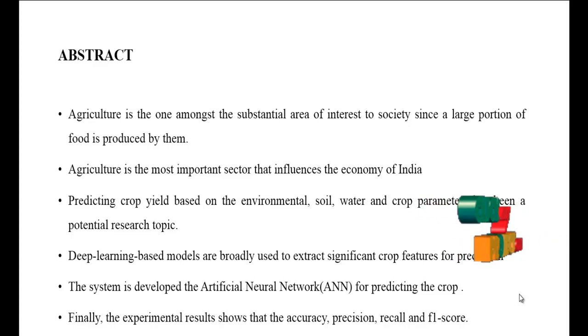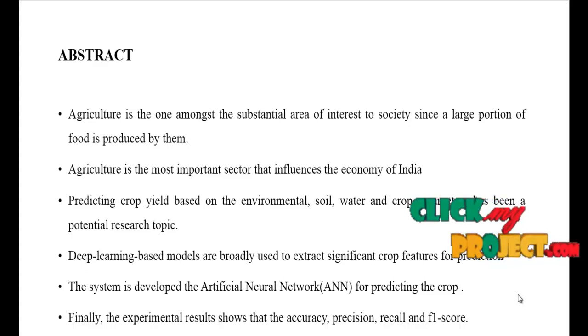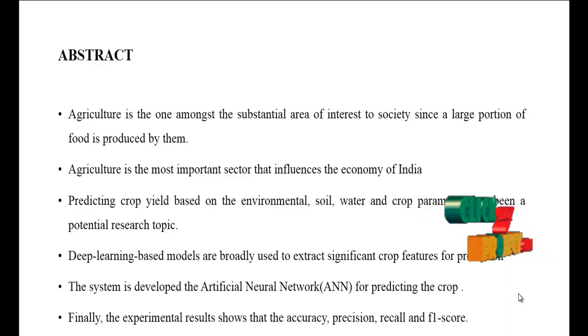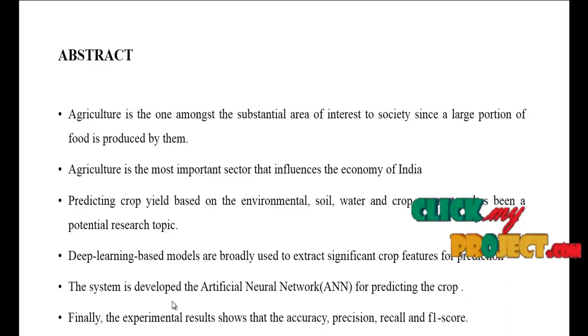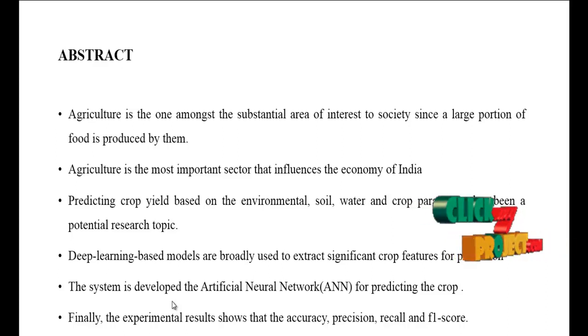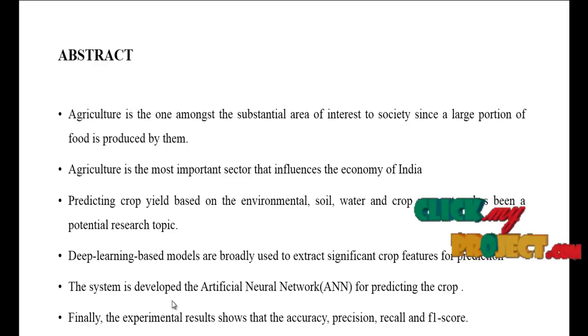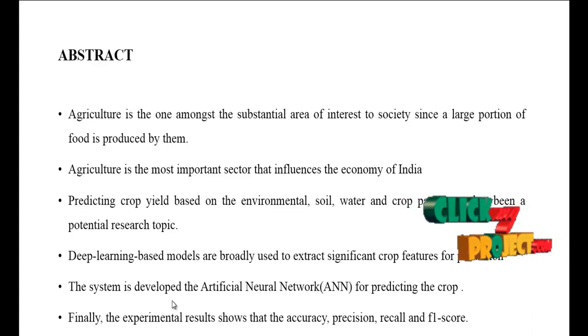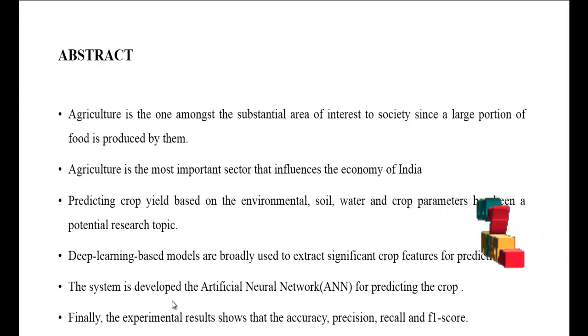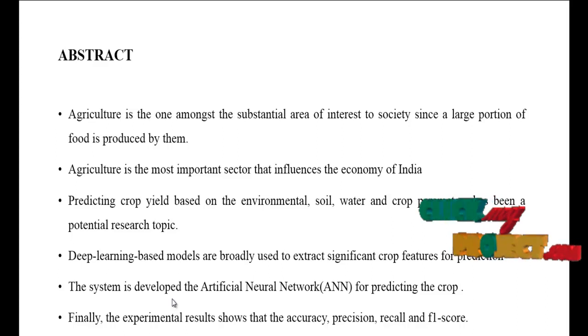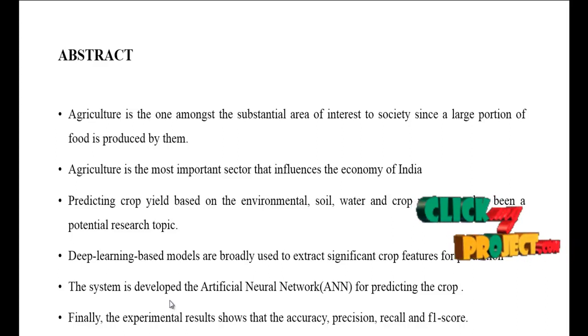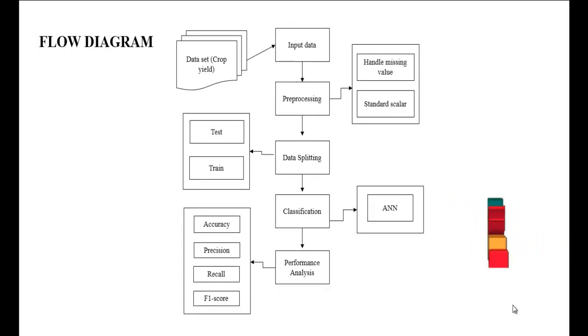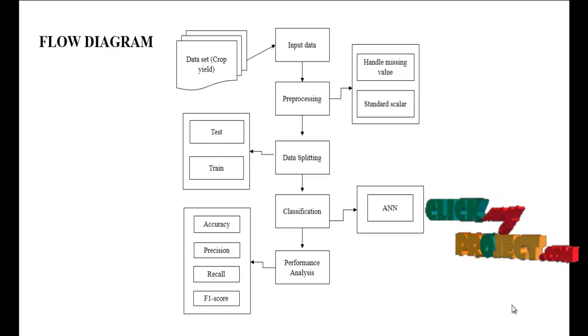Deep learning based models are broadly used to extract significant crop features for prediction. The system is developed using an artificial neural network, that is ANN, for predicting the crop yield. Finally, the experimental results show the accuracy, precision, recall and F1 score. So this is the overview of our process. Now we are going to see the flow of our process.